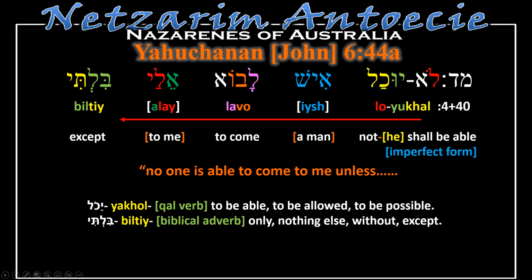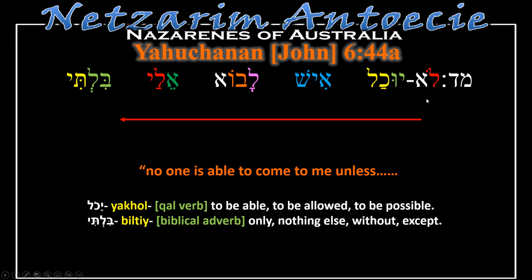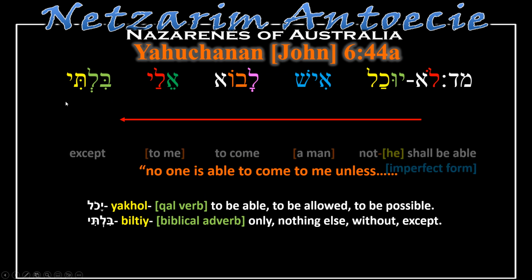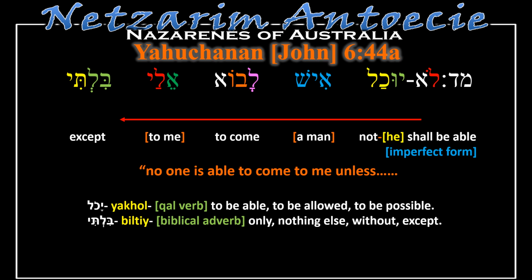Bilti, except. So how do we get except? Bilti is a biblical adverb. It can mean only or nothing else, without, except. So we'll use except. So no one is able to come to me unless, and that's another one that means like except. So we read it. Lo yukal ish lavo elai bilti. Not he shall be able, a man, to come to me, except.